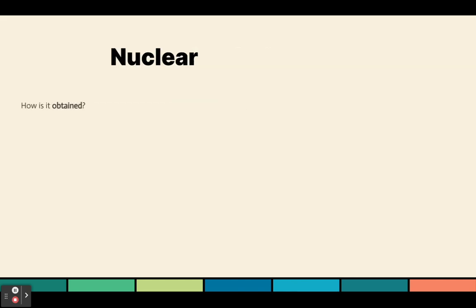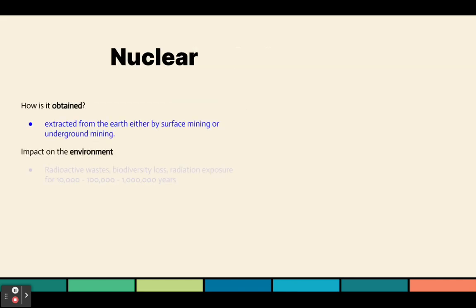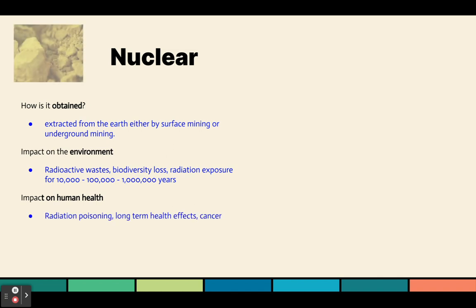Now, the last one that we haven't really talked much about is nuclear. So what we do is we take uranium, which is an element. It's a radioactive element. It's unstable, so it breaks down by itself. We take that out of the earth by mining, just like we do for coal. Except this is used a little bit different.